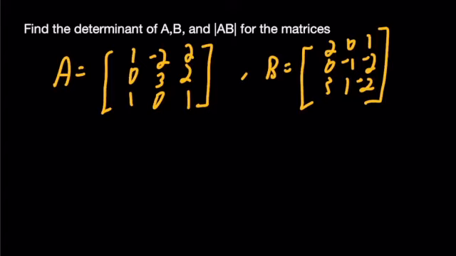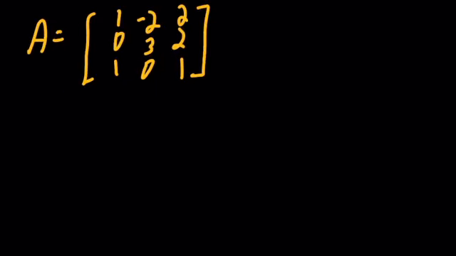So we'll be covering properties of determinants, and in this instance, I'll be able to take a determinant of a matrix product. So let's begin with looking for the determinants of matrix A and B. So if we were to take the determinant of matrix A, let's expand by the second row.